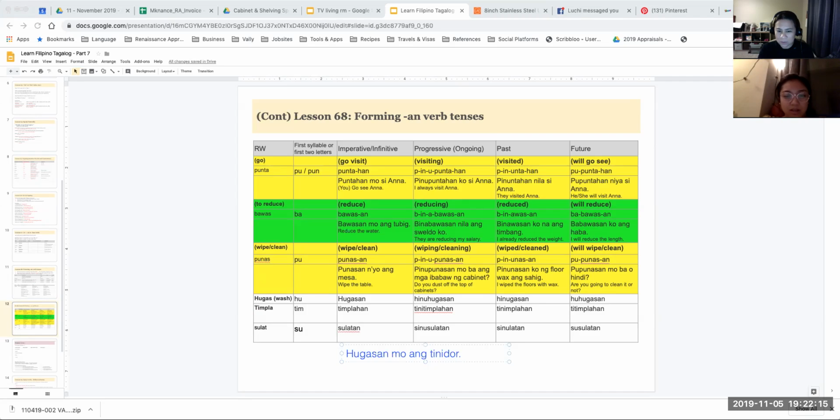As long as you don't change your focus, you can pretty much use all these verb tenses with the same order. You can use hinuhugasan mo ang tinidor, hinugasan mo ang tinidor, huhugasan mo ang tinidor. All the other words, as long as you don't change your focus, you can use pretty much all the verbs in the same order.